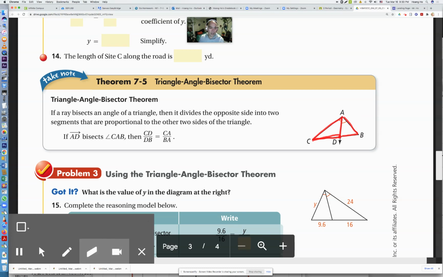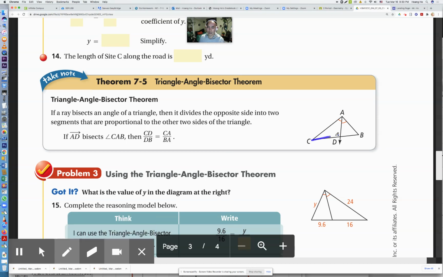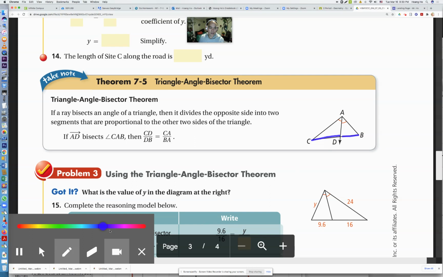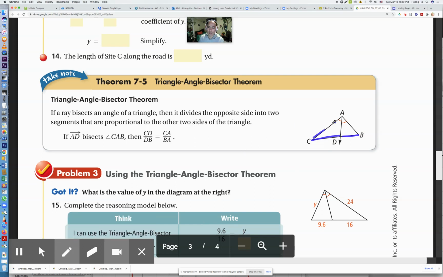Let me take a look again. CD right here, divided by DB, should be equal to CA divided by BA. We're going to apply that.